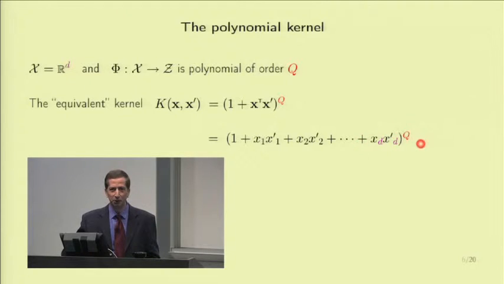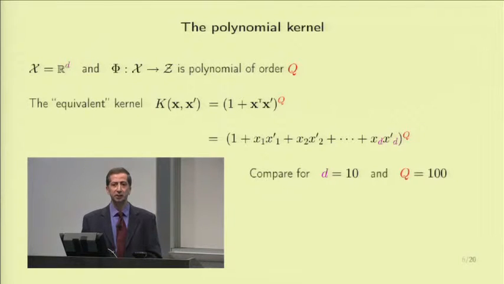It doesn't matter what this fellow is, right? This is a number. I'm not expanding them. I'm just plugging in these, and this becomes a number. Raising it to the power 100 or raising it to the power 1,000, okay? So this is a very simple operation to carry out. Now, think of what happens if you were actually taking d equals 10 and q equals 100.